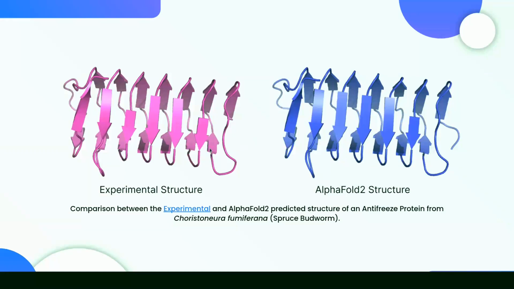So this is one of my favorite examples of using AlphaFold because this is an antifreeze protein from the spruce budworm, and I think it has a very cool structure. So over here we have the PDB experimental structure, and over here we have the AlphaFold version. As you can see, it's actually quite accurate.